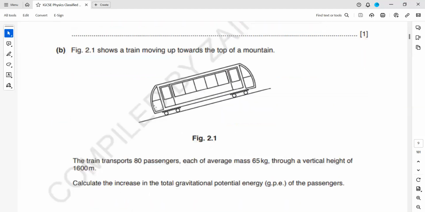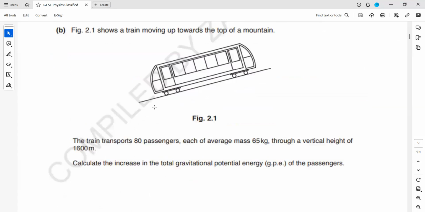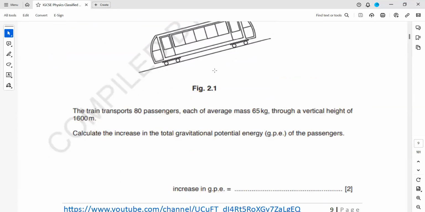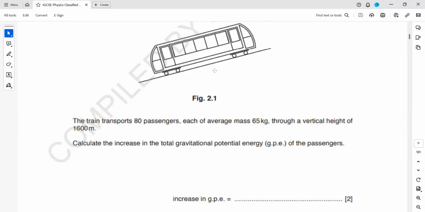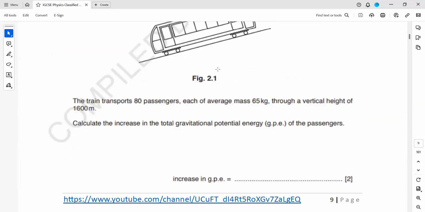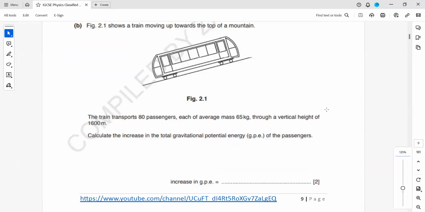Figure 2.1 shows a train moving upward towards the top of the mountain. The train transports 80 passengers, each of weight 65, through a vertical height of 1600. Calculate the increase in gravitational potential energy.